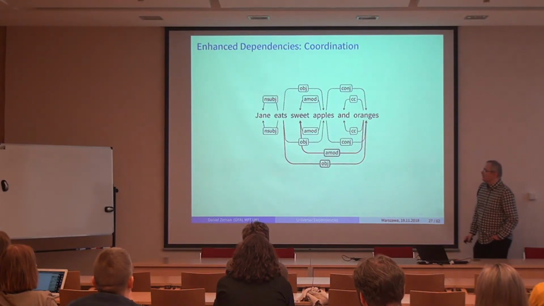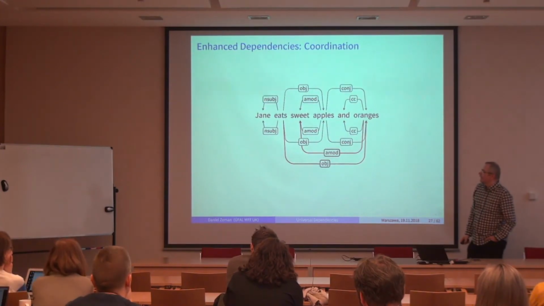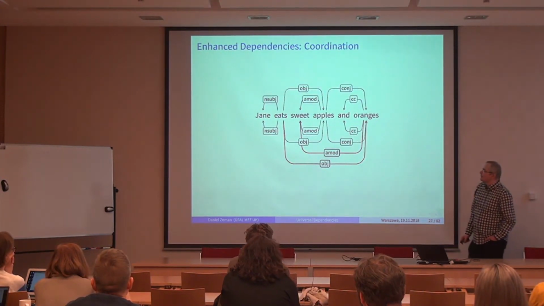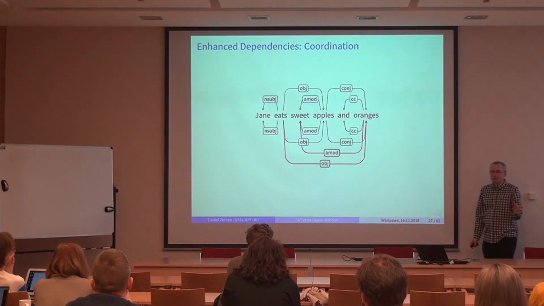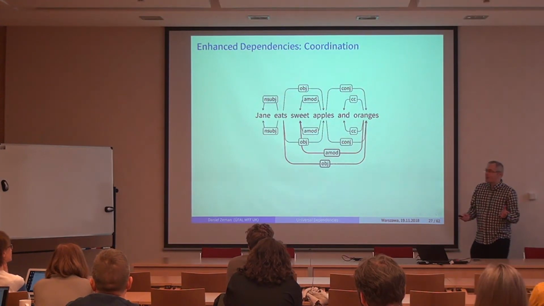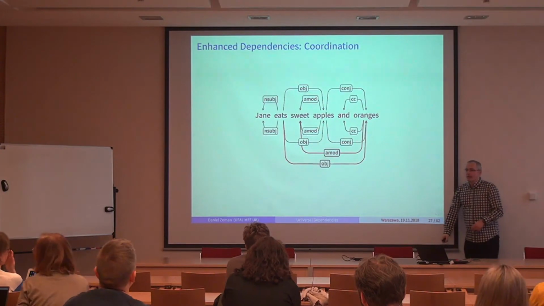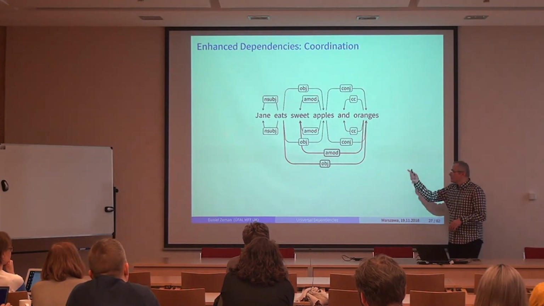If we get back to coordination, there's another thing that you may want to mark in the enhanced UD, and that's the shared or private dependence. So if you say Jane eats sweet apples and oranges, it could mean potentially 2 things. Either Jane eats sweet apples and sweet oranges, so sweet is shared modifier of both the conjuncts, or it could mean something like sweet apples and non-sweet, bitter oranges, especially if there will be an overt modifier before oranges, then it will be clear or very probable that sweet doesn't apply to both. But if you don't see it, then it's not so clear.